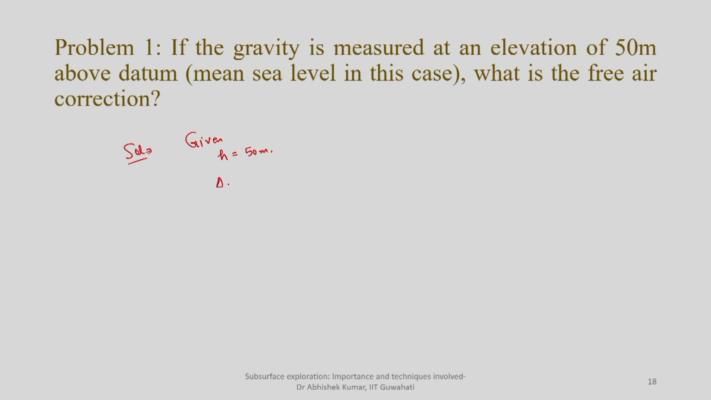If you remember, the free air correction delta GF was given as minus 0.3086 times H. If you put the value here, you will get minus 0.3086 times 50, which equals minus 15.43 milligal. So, depending upon the altitude of your observation point, this is the correction which will be required to take into account the altitude correction. This is the value of the free air correction.